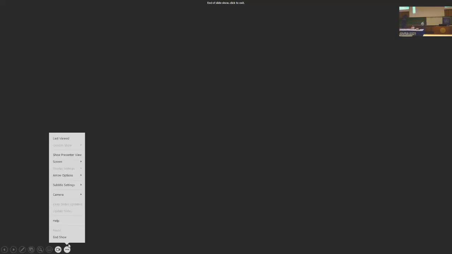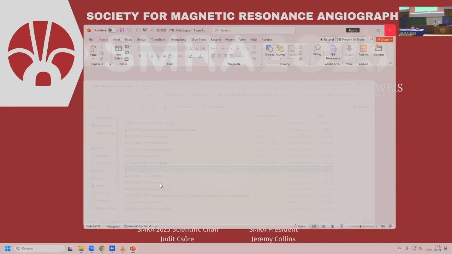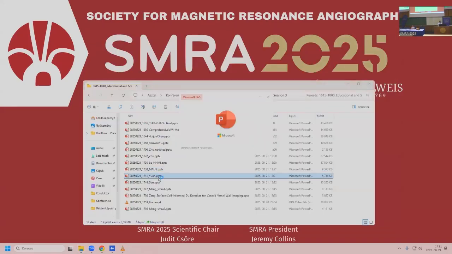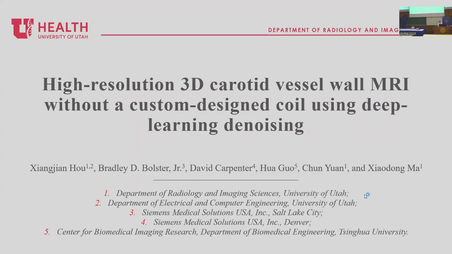Right, so thank you. So the next presenter is my co-moderator, Professor Chun Yuan from the University of Utah, with a presentation on high-resolution 3D carotid vessel wall MRI without a custom-designed coil using deep learning denoising.